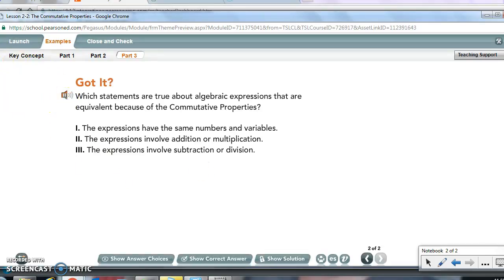Which statements are true about algebraic expressions that are equivalent because of the commutative properties? The expressions have the same numbers and variables. The expressions involve addition or multiplication. The expressions involve subtraction or division. Okay, go and circle which ones you think are correct. And when you're done, go ahead and move on to whatever is next.